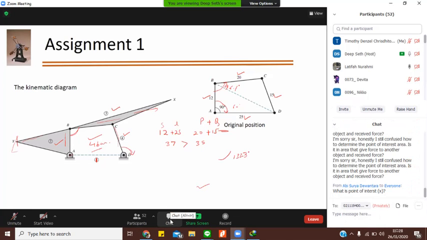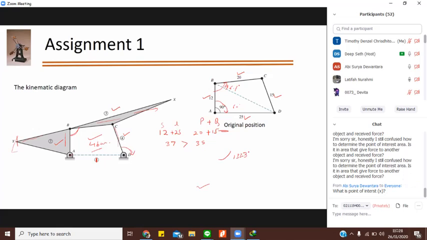So Abi, what are you trying to ask? What is point X? Is that what you mean? Yes. What is point X, and how do we determine if a kinematic diagram has a point of interest? Okay. So I think if you go to the slide before this, yeah.